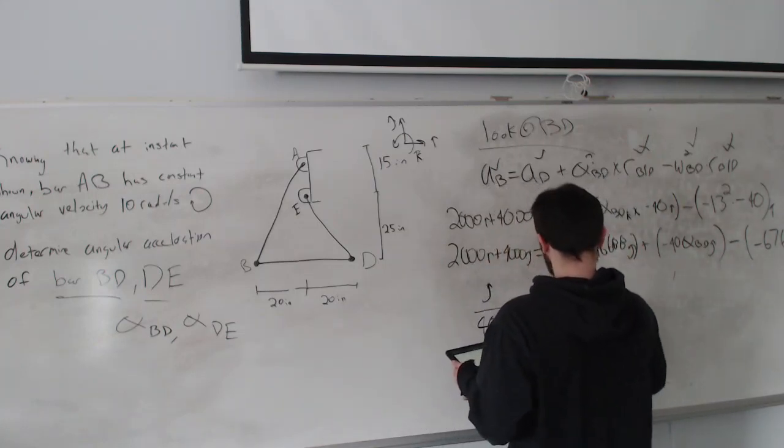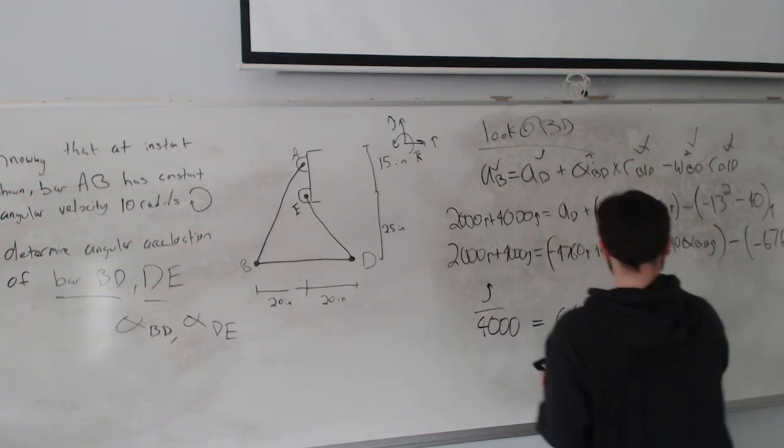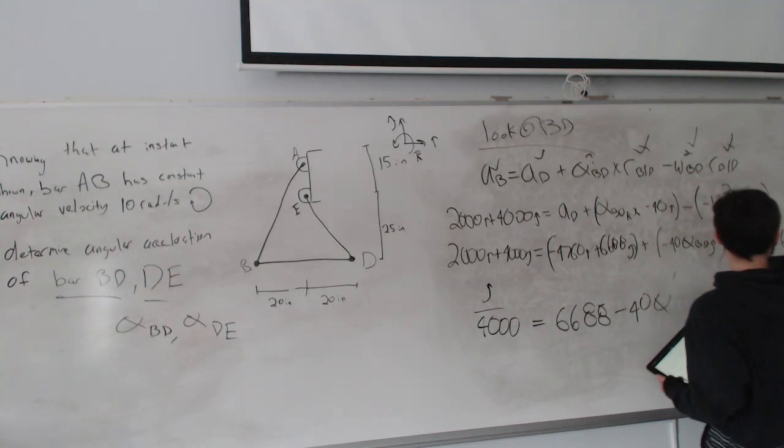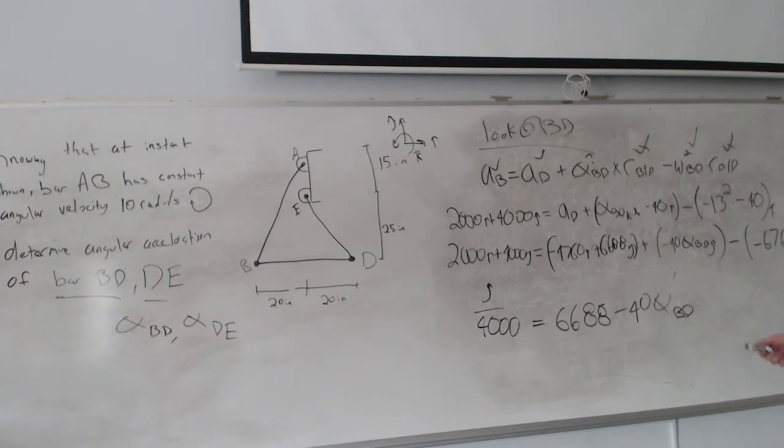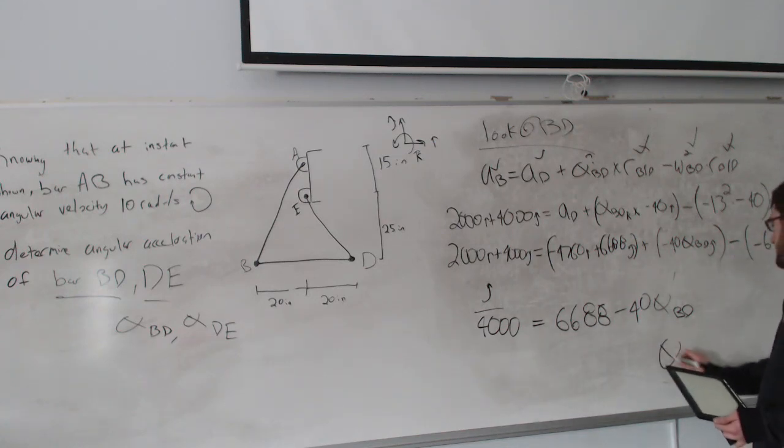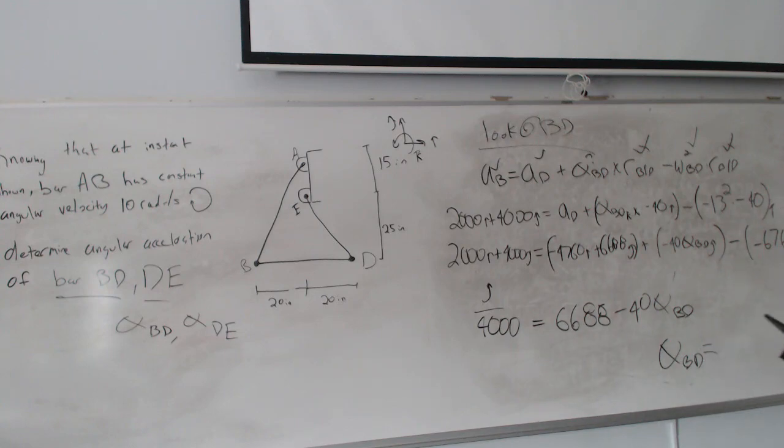4,000 equals 6,688 minus 40... That's the equation. j direction, algebra, 67.2 radians per second squared in the positive k direction. That's it. Does that make sense? So, that's the final answer.